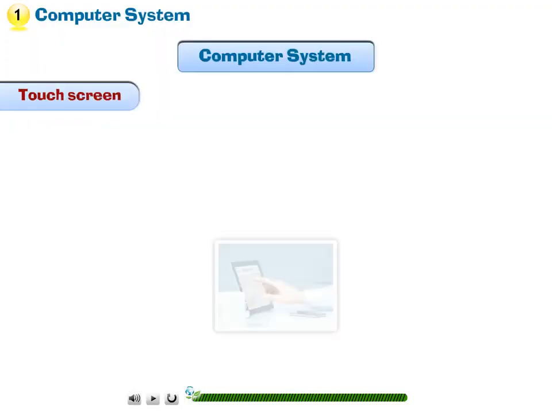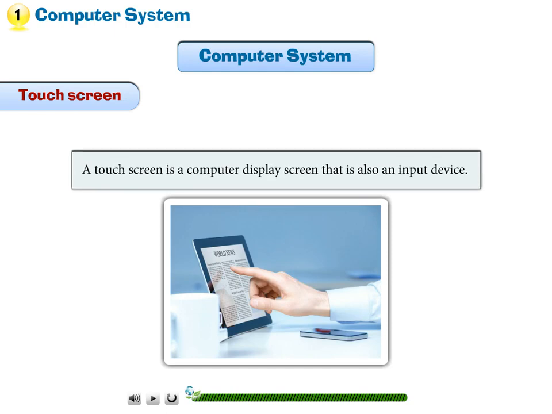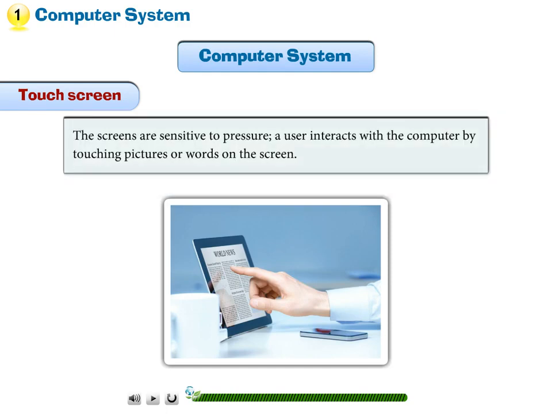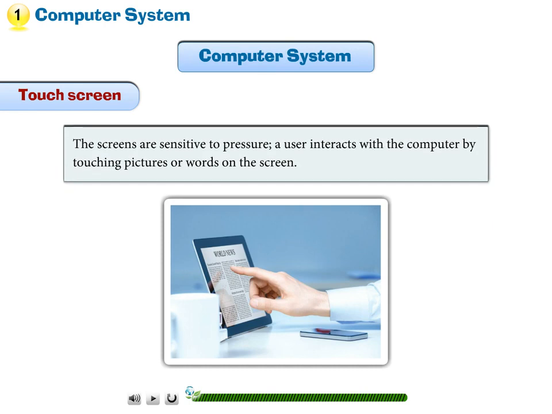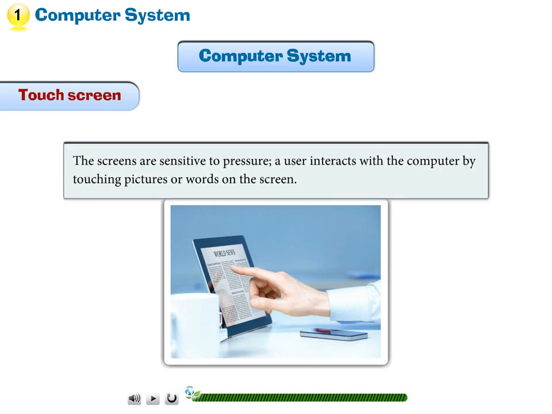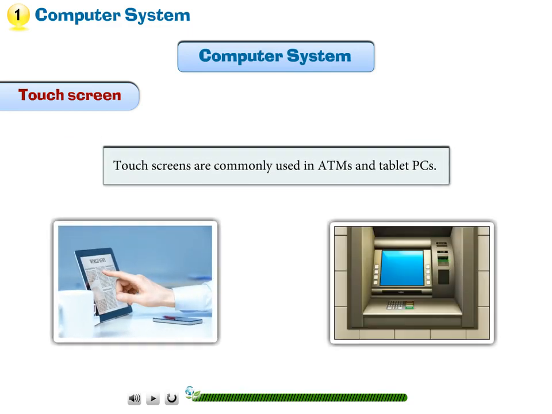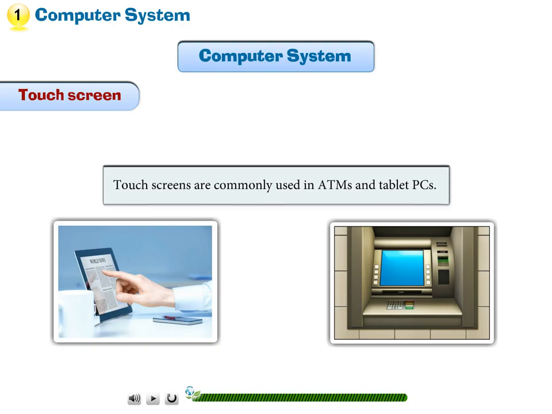Touch screen. A touch screen is a computer display screen that is also an input device. The screens are sensitive to pressure. A user interacts with a computer by touching pictures or words on the screen. Touch screens are commonly used in ATMs and tablet PCs.